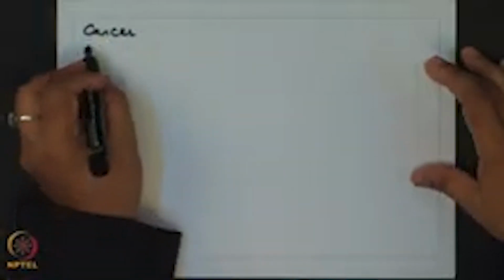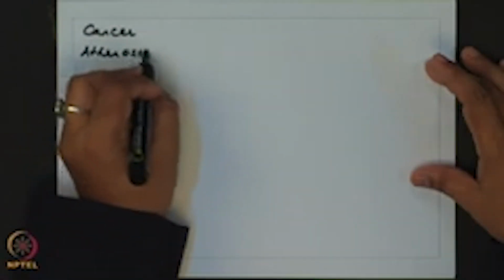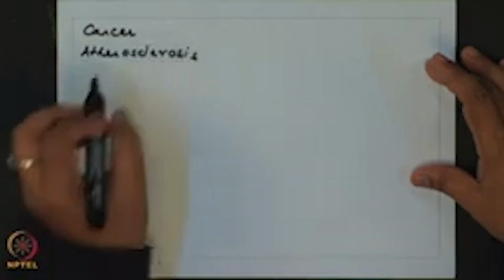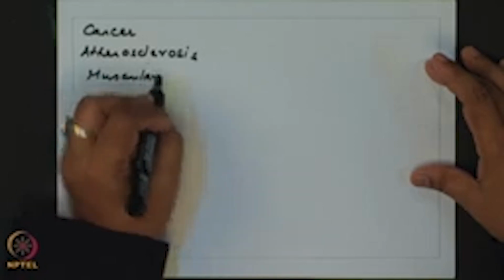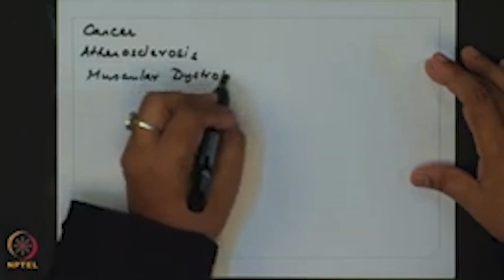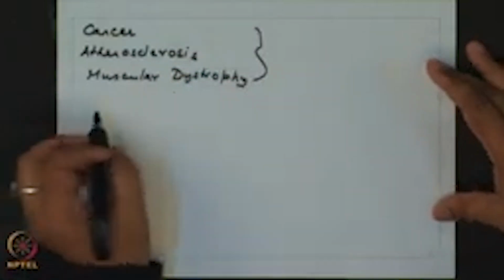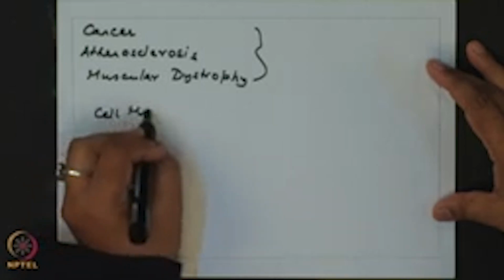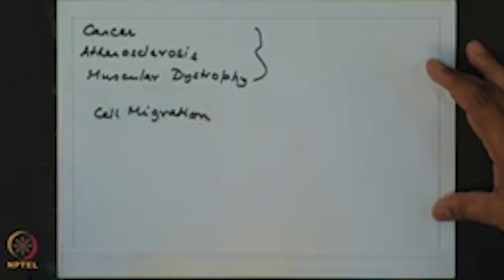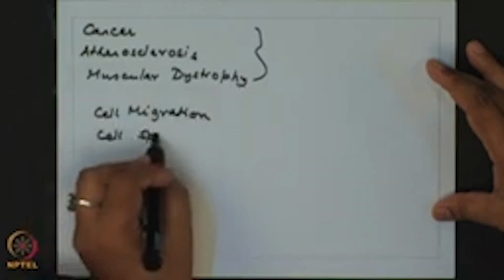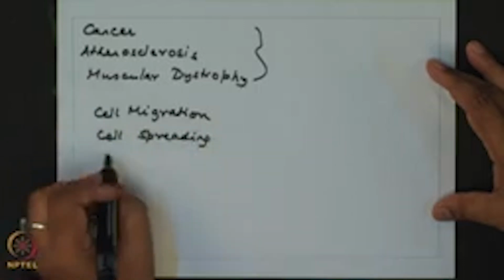Hello and welcome to today's lecture of Introduction to Mechanobiology. In the last few lectures, we discussed various diseases including cancer, atherosclerosis and muscular dystrophy. Apart from these diseases, we also discussed some basic cellular processes like cell migration, cell spreading and differentiation.